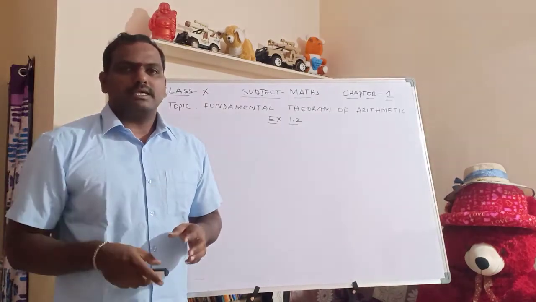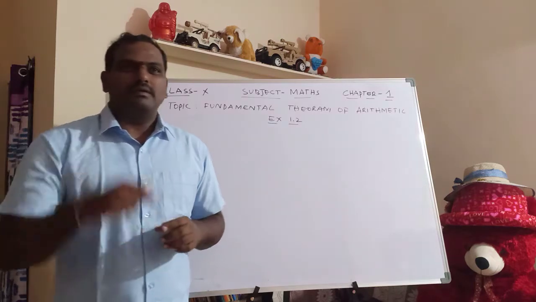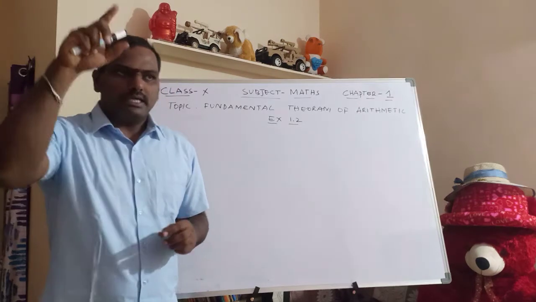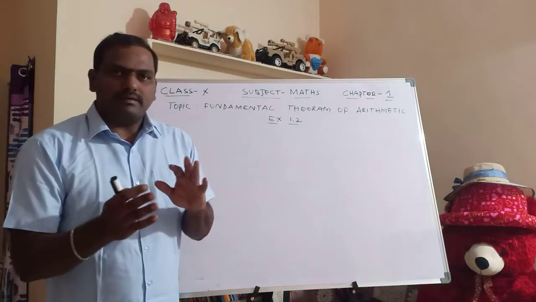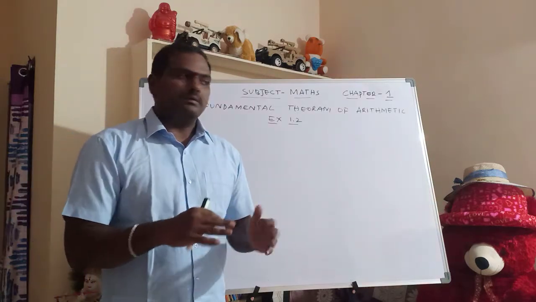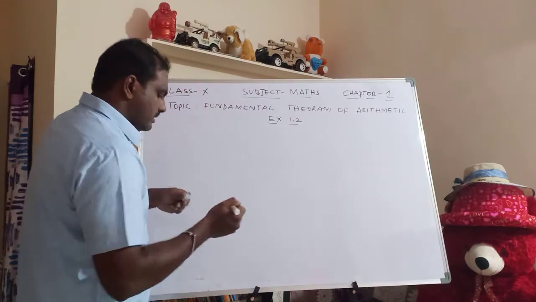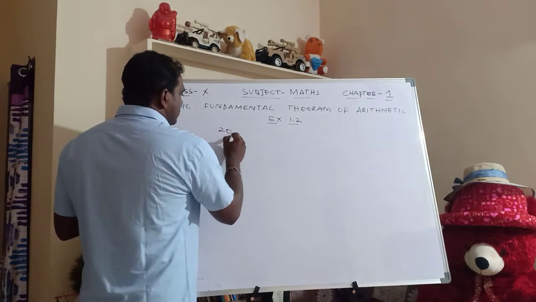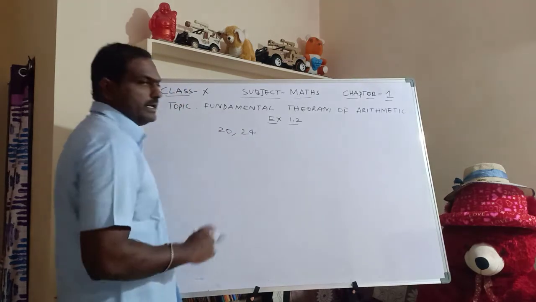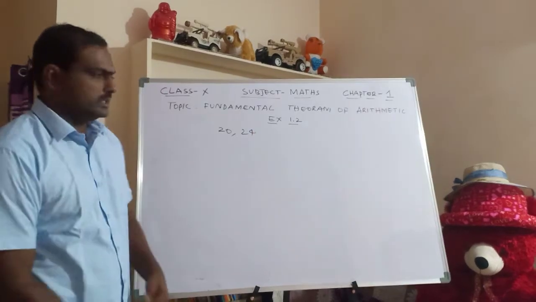Some of the students are having more doubts because that method was found to be somewhat tough: taking the prime factors, taking the highest number, HCF and LCM. So in this session I will clarify the previous session's doubts, then I will go on to the next sums of exercise 1.2. For example, find the LCM and HCF of 20, 24.